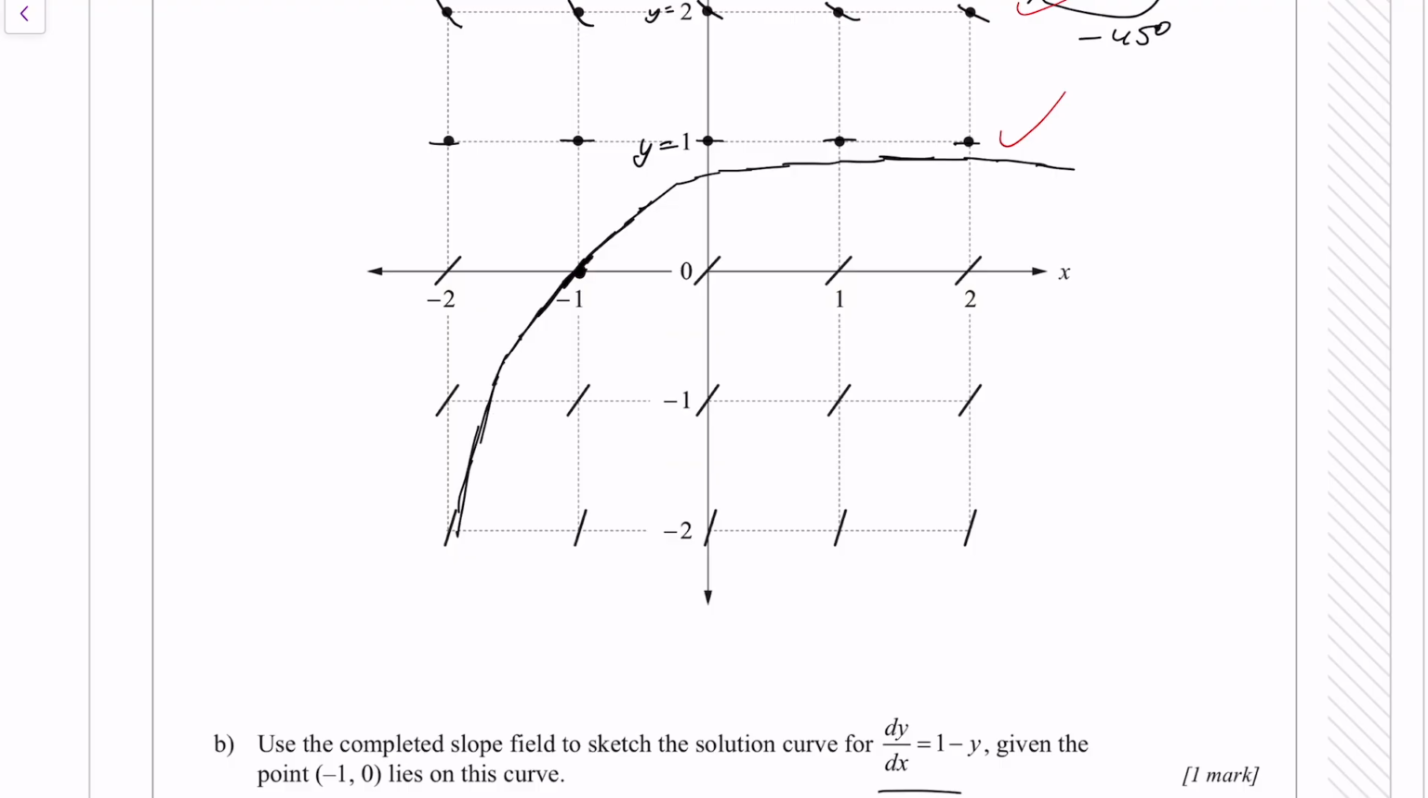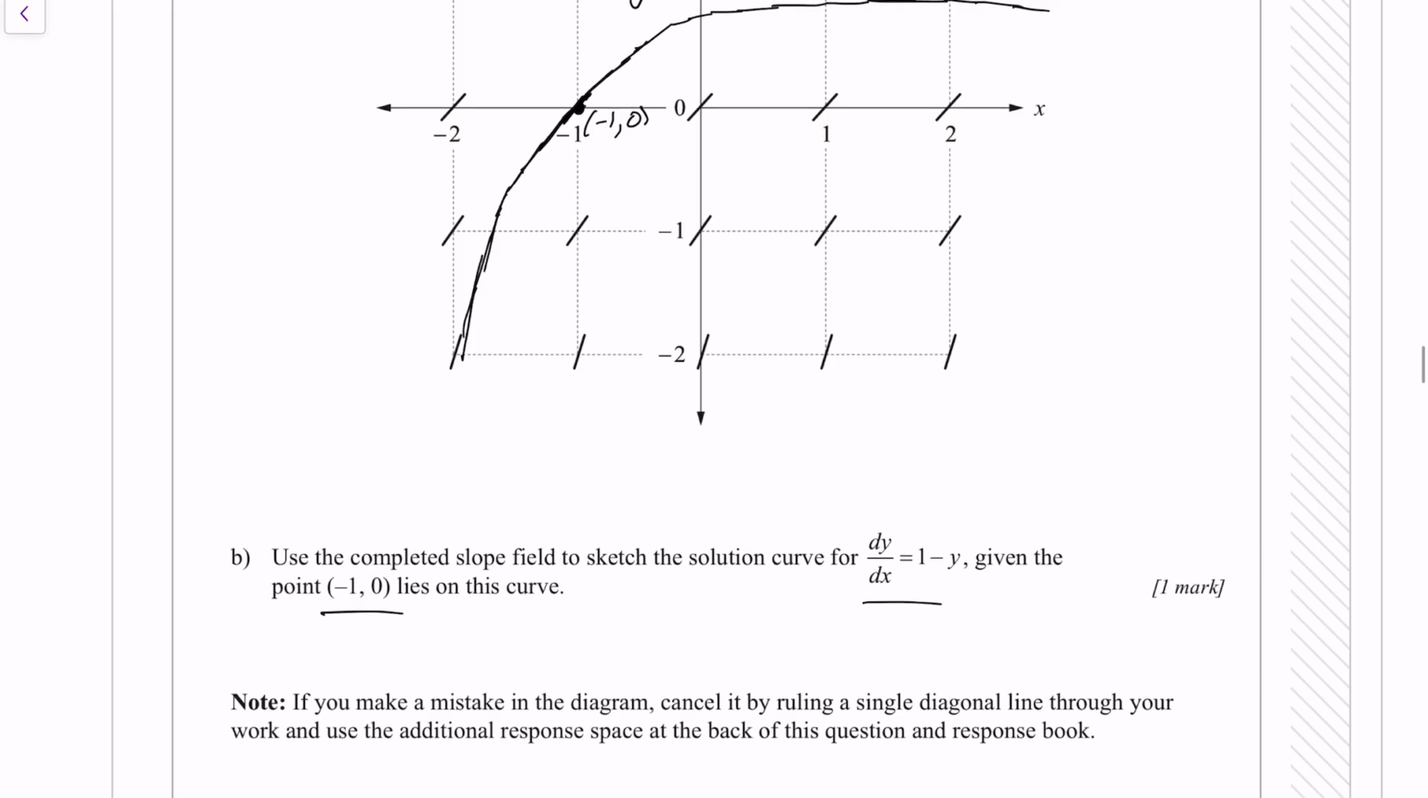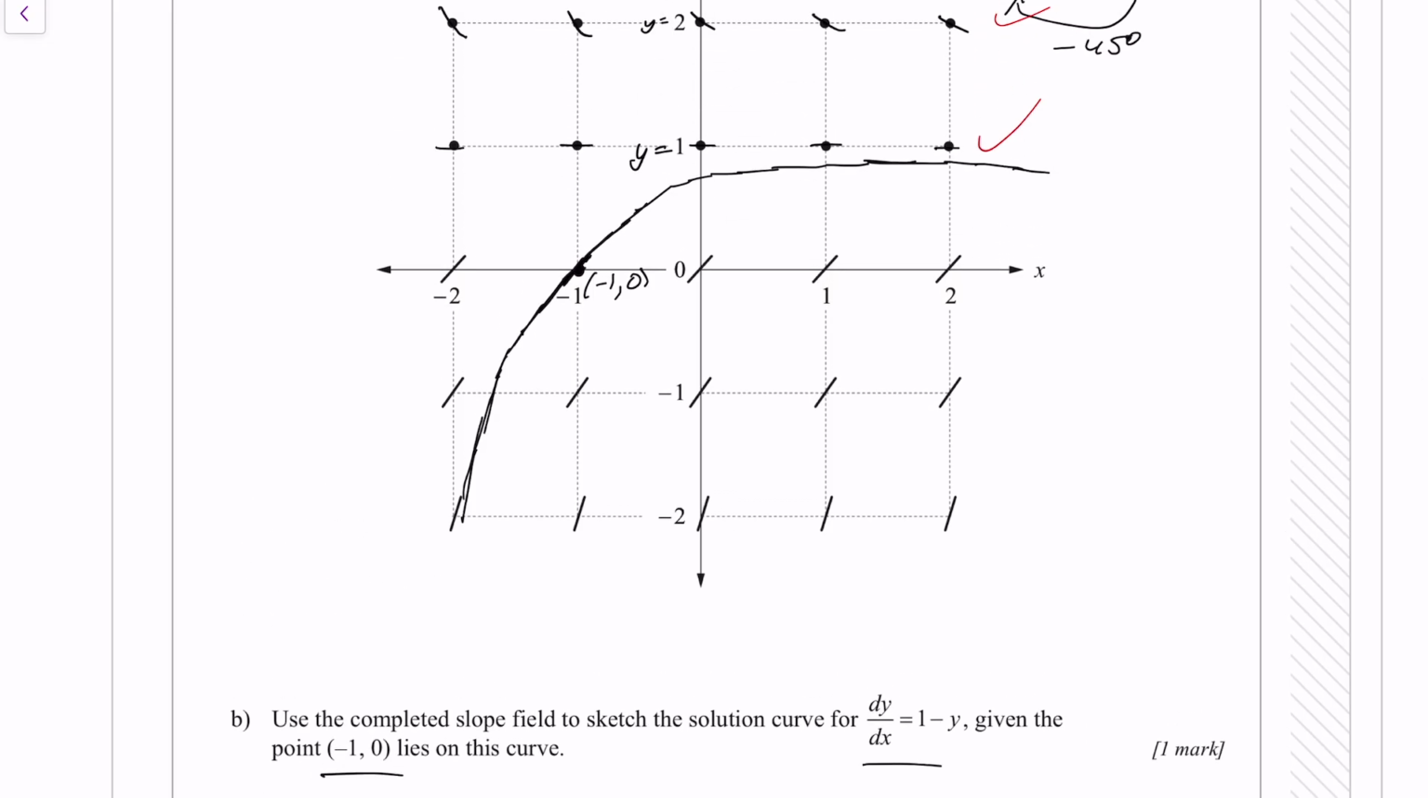Okay, so that's really all you have to do. Maybe label (-1, 0) to be really sure that the line passes through there, but other than that, I think you just get the mark. Really, it says in the marking scheme to sketch a solution curve that passes through (-1, 0) and is asymptotic to the line y equals 1. Y equals 1 is our horizontal asymptote.